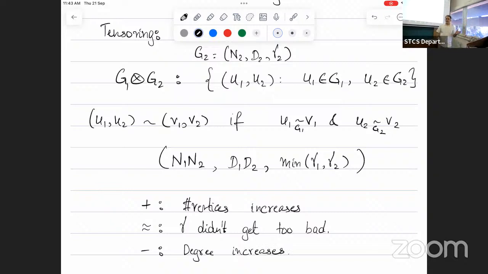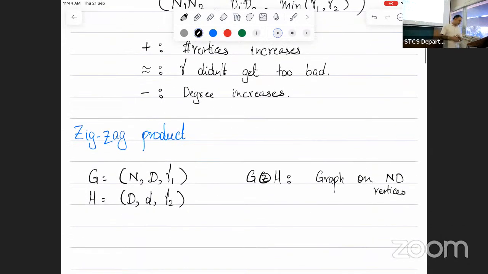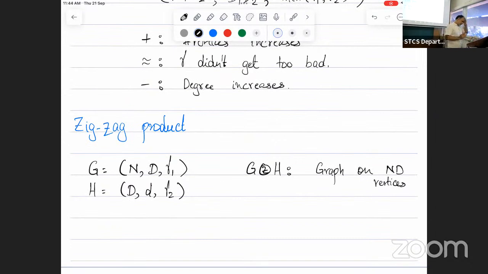So both of these were situations where you seem to be improving either the number of vertices or the spectral gap. But unfortunately, both of these operations are making the degree worse. And we want some mechanism to bring the degree down. The part that we are going to analyze now is the zigzag product that we mentioned last time. So let me just recall what the zigzag product is.